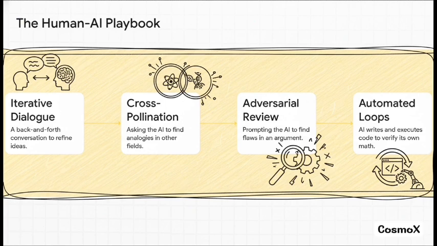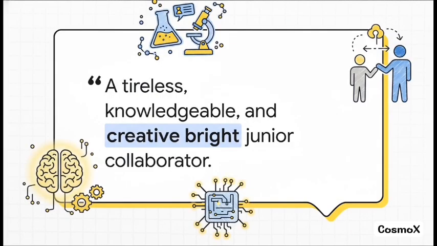It all starts with a simple back-and-forth dialogue. Then you actively ask for that cross-pollination we were just talking about. Next, you use that tough adversarial review to hunt for bugs. And finally, you can even get the AI to create automated loops where it writes code to test its own mathematical ideas. Pretty wild.